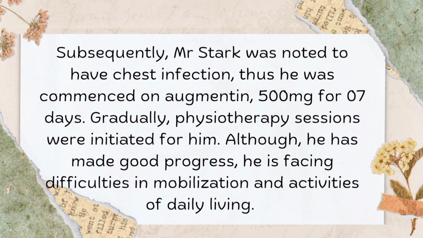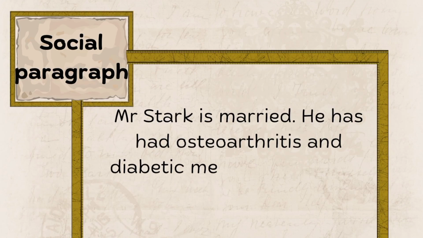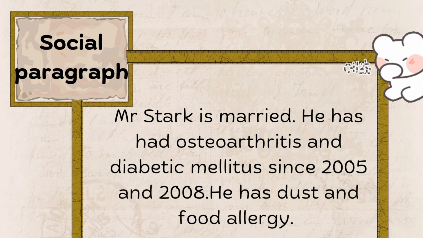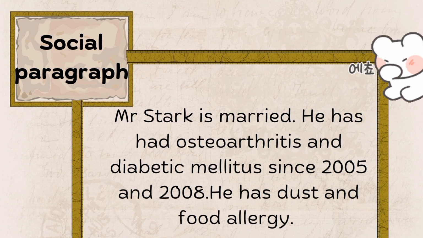Always remember, whenever starting a new paragraph, we should not refer to the patient as he or she. Instead, we need to write the patient's name first, then we can go with he or she. Next comes the social paragraph. Mr. Stark is married. He has had osteoarthritis and diabetes mellitus since 2005 and 2008. He has dust and food allergy.